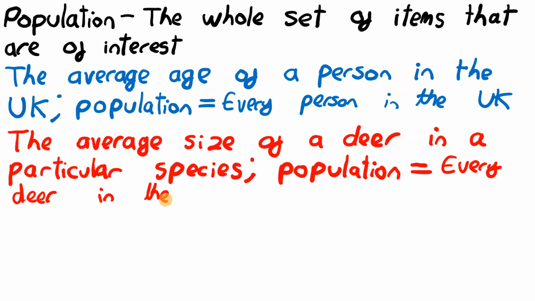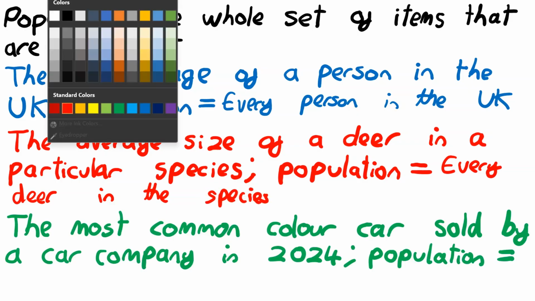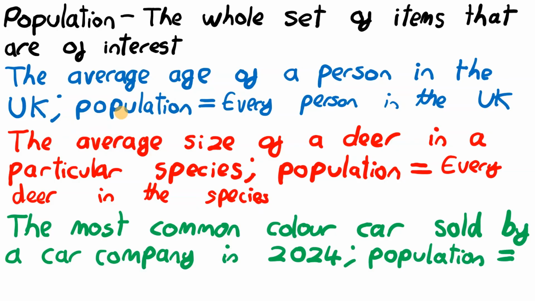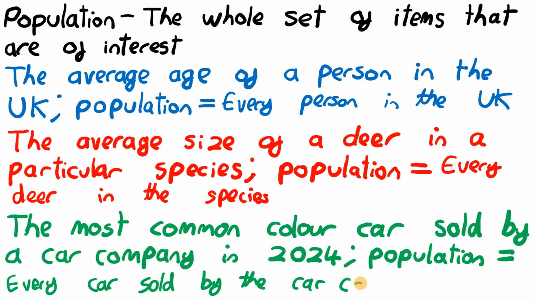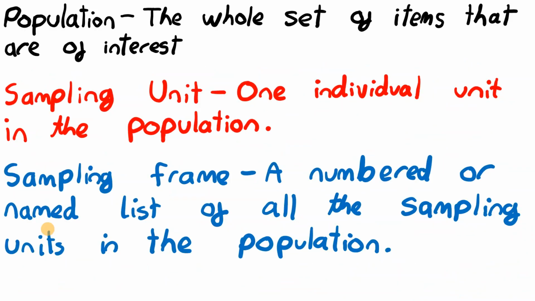in the species. Let's say that we wanted to collect some data on the most common colour car that is sold by a particular car company in 2024. In this case, our population would be every car sold by the car company in 2024. Just a couple more definitions.